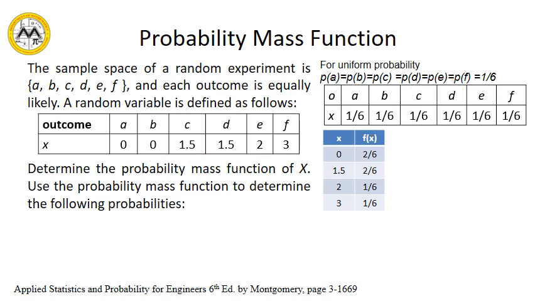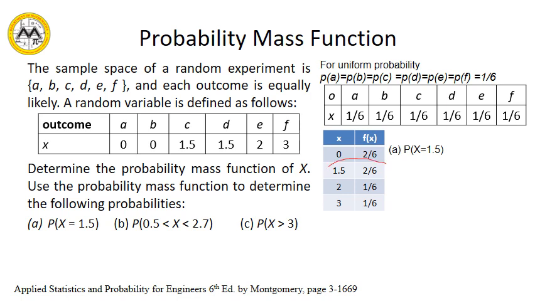Now we obtain the following probabilities. First, the probability of x equal to 1.5. For the probability of x equal to 1.5, we're just going to evaluate f of x equal to 1.5, or f of 1.5. So we will have f of 1.5 is equal to 2 over 6, or 1 over 3.